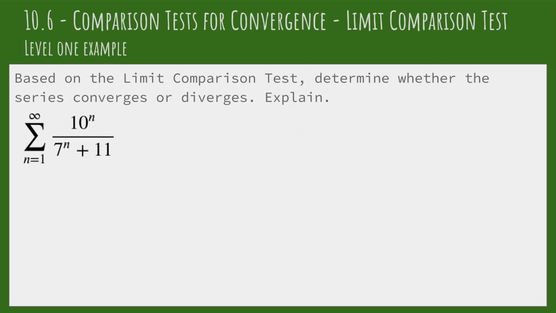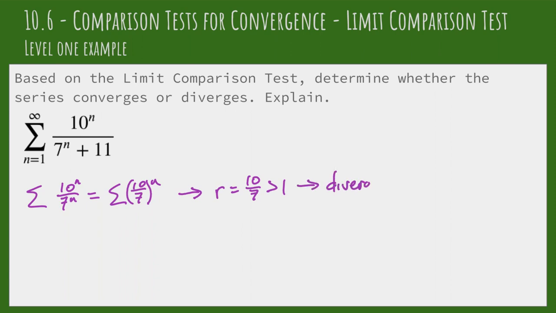So what I'm going to do is look at what dominates the numerator and denominator, and I'm going to compare it to that series. So I'm going to compare it to 10 to the n over 7 to the n, which is the same thing as 10 sevenths to the n, which is a geometric series with common ratio of 10 sevenths, which is greater than 1, which means that this series itself is going to diverge.